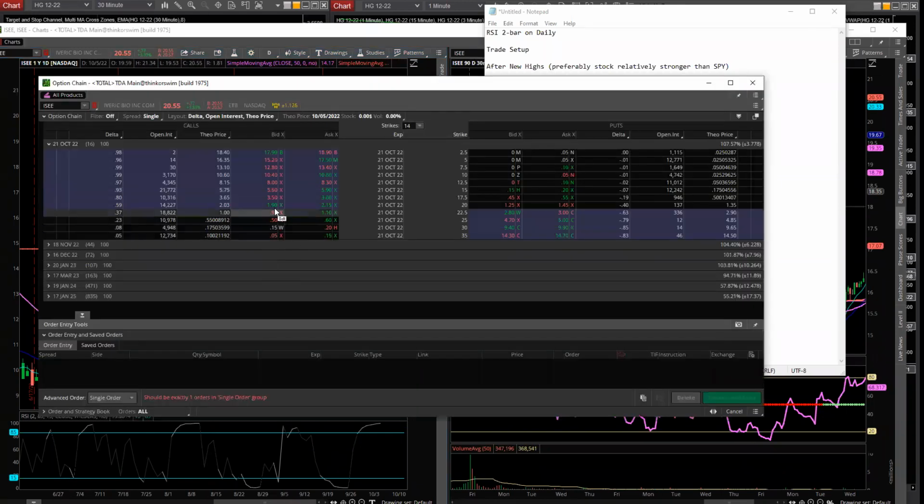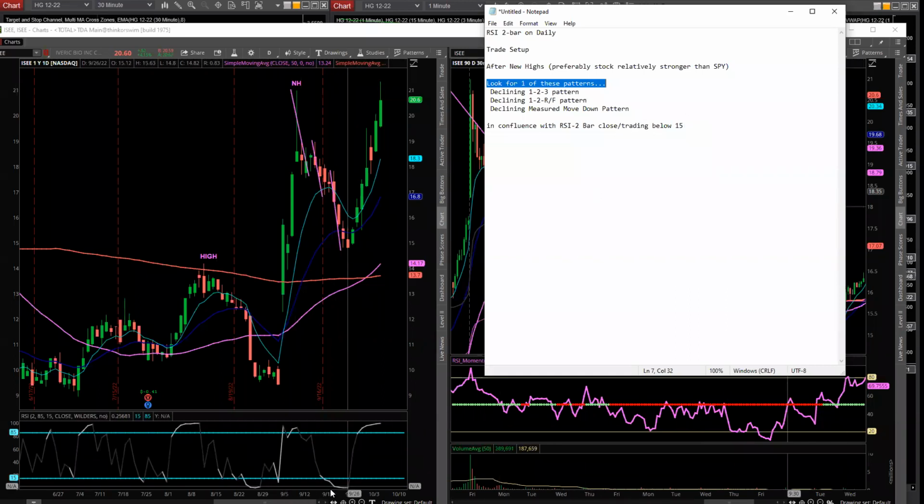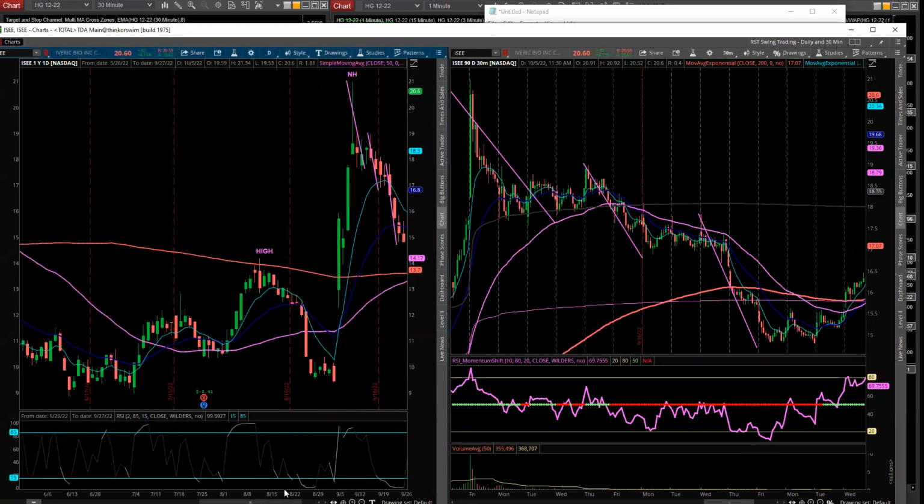Notice how the bid-ask spread is really tight. This one is only 15 cents, and this one is actually 20 cents. But look at the open interest in here. There's plenty of liquidity, so it's going to be easy to get in and out of the option trade. Once you find a stock like that, look for one of these patterns on the daily chart. There's your 1, 2, 3, in confluence with the RSI 2-bar closing or trading below 15. Notice that's the case here. See that?